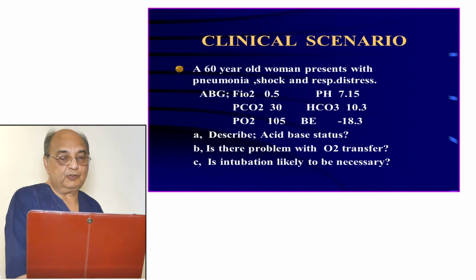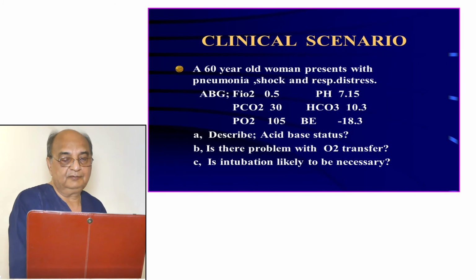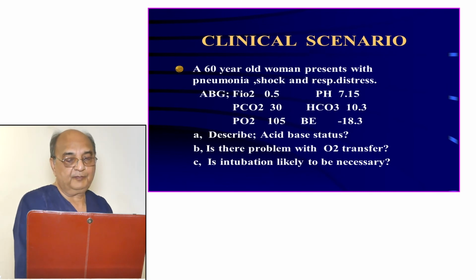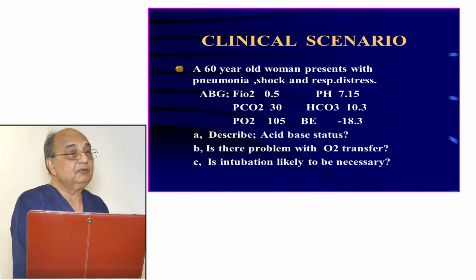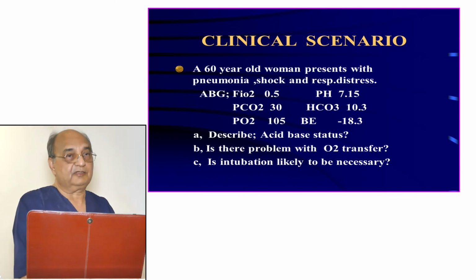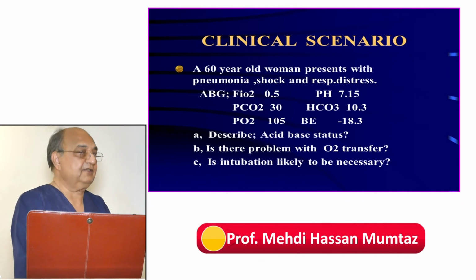A 60-year-old woman presents with pneumonia, shock, and respiratory distress. ABG shows FiO2 50%, PCO2 30, PO2 10.5, pH 7.3, base excess minus 18. Then three questions are being asked. Describe the acid-base status. Is there a problem with the oxygen transfer? Is intubation likely to be necessary?